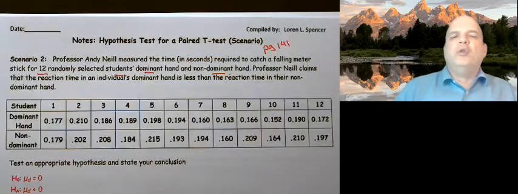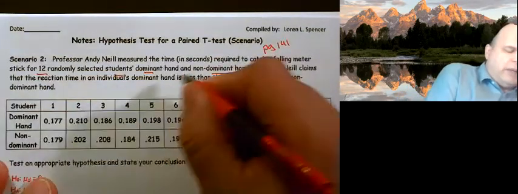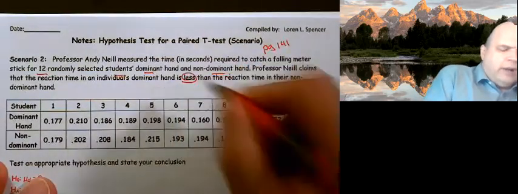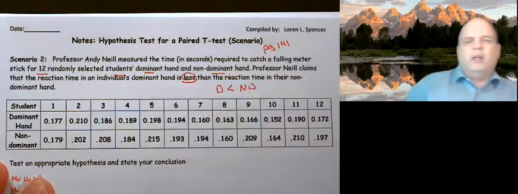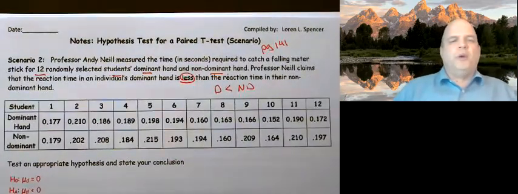So we have two separate readings. Professor McNeil claims that the reaction time in an individual's dominant hand is less than the reaction time in their non-dominant hand. So we have dom is less than non-dom, right? That's probably going to be pretty helpful to us.